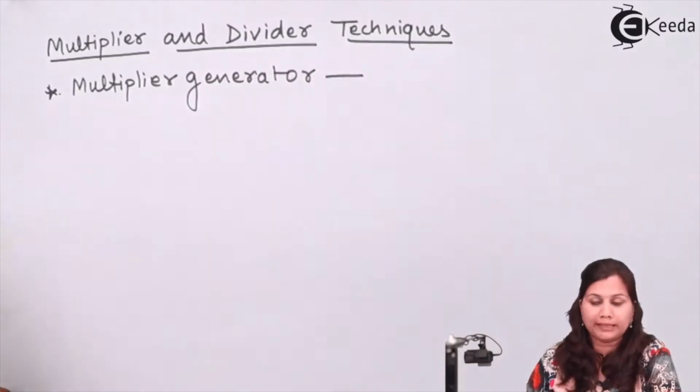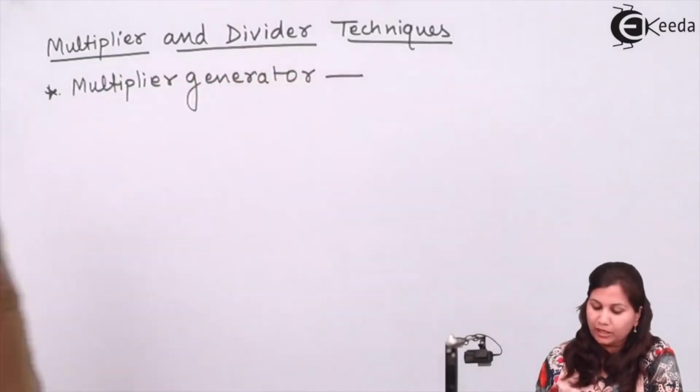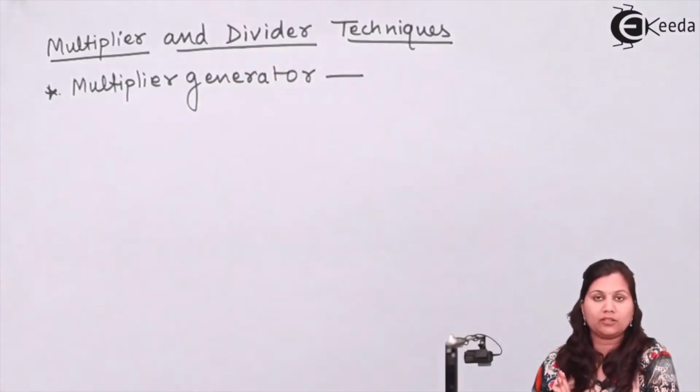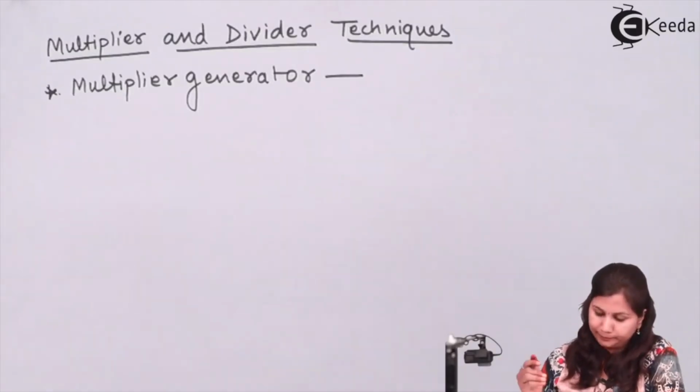In this multiplier generator, the output from a fixed frequency oscillator is fed through different multipliers.